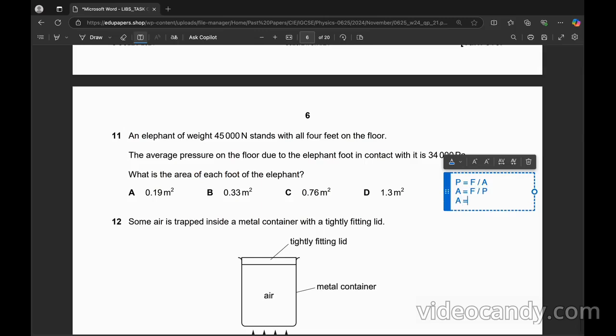The total area would be 45,000 divided by 34,000, and you will get 1.3235, something like that. And that's only the total area of all 4 feet, but we want the area of each foot, so you have to divide that by 4 again, and you get 0.33, and so on. So the answer would be B.